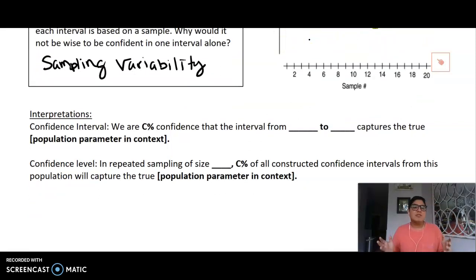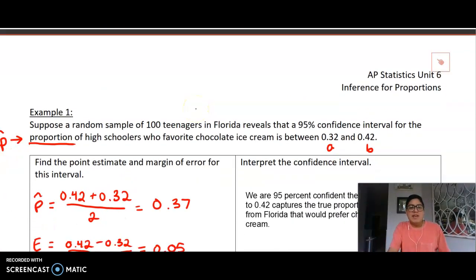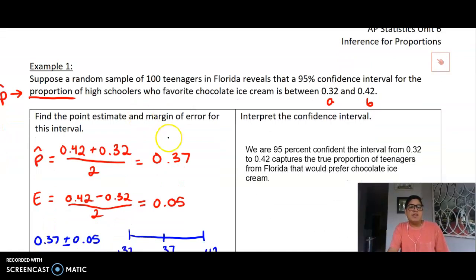So we are C% confident. That'll be defined in the problem for us. And it should say we are C% confident, not confidence, I'm human. We are blank percent confident that the interval from blank to blank captures the true population parameter. In repeated sampling of size blank, this percent of all constructed intervals from the population will capture the true parameter in context. So let us take a look here at an example. And in this example, we have a random sample of 100 teenagers in Florida.